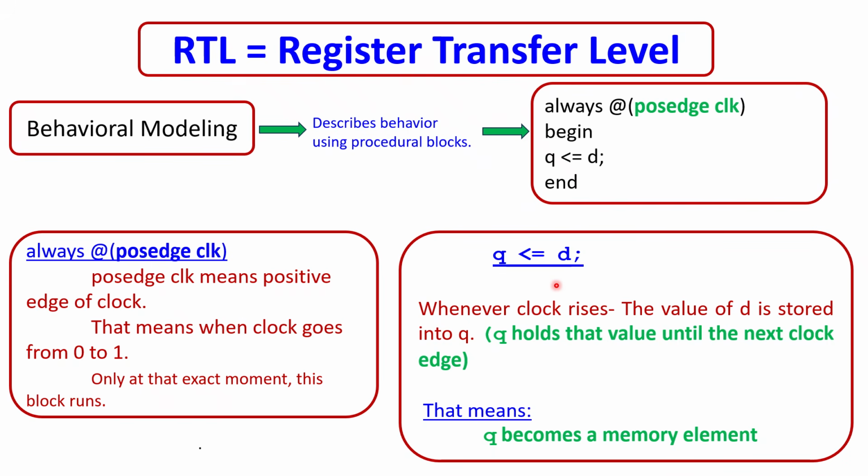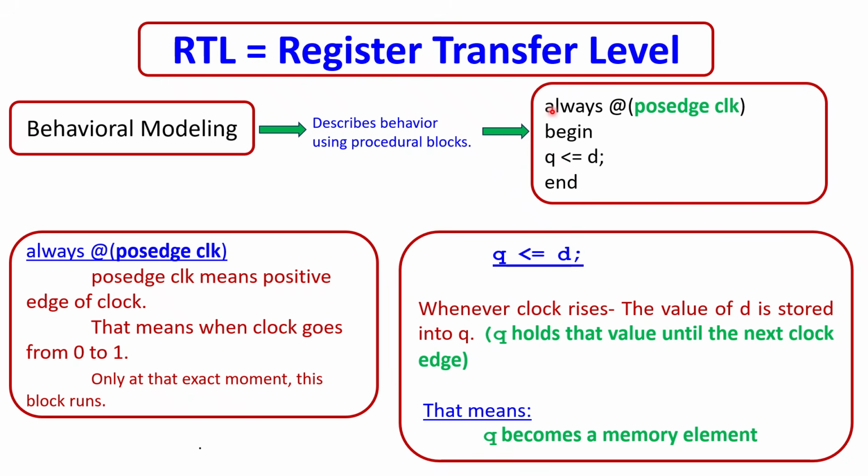In this, what it says means when the clock rises, when it moves from 0 to 1, the value stored in D will move to Q. The Q will hold it until the next clock edge. The Q becomes a memory element.